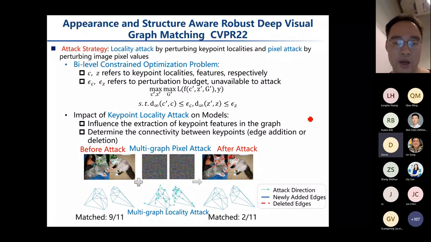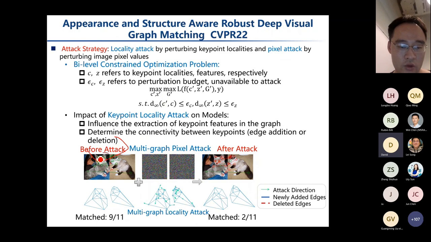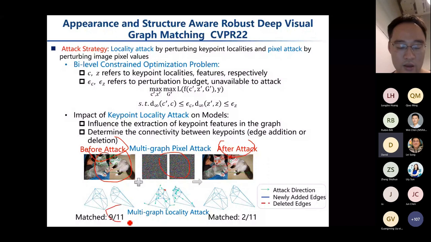So that's why we came up with our idea. And this is an example. This is before the attack, two cats. This is after the attack. We only give some noise, and then the solver may crash. This is another example. If we only slightly move the key points by a few pixels, the matching can be disastrous, with the accuracy dropping from here to here, only two.